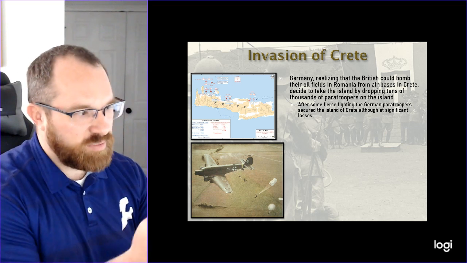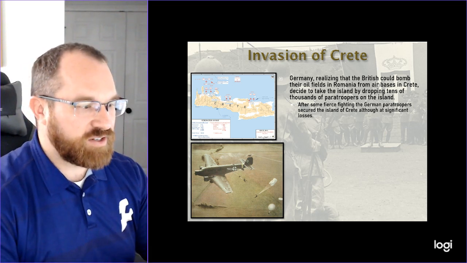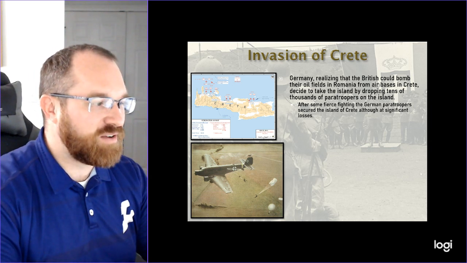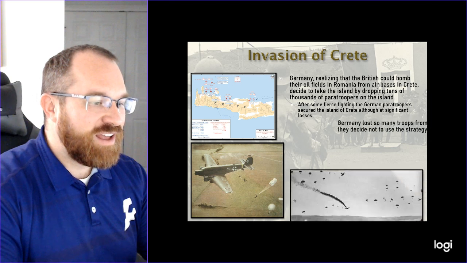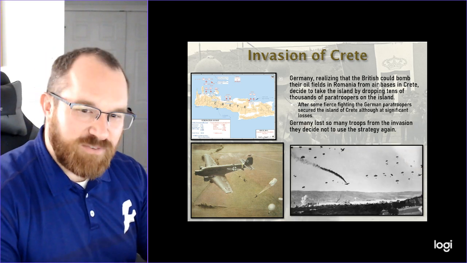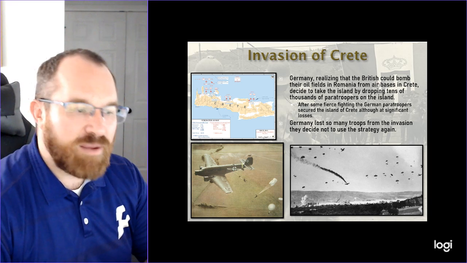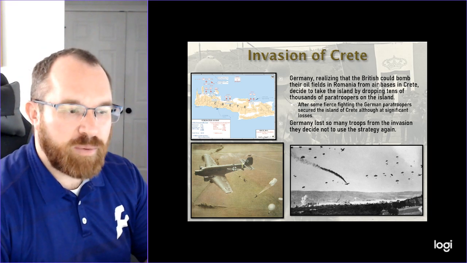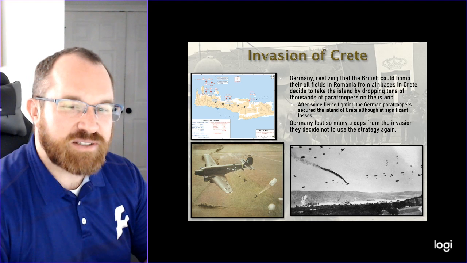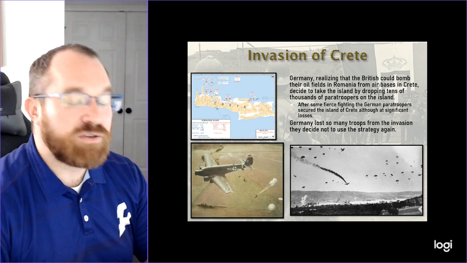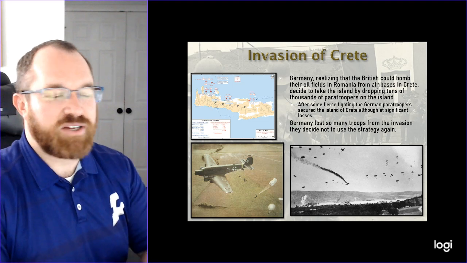And you see an actual picture. I don't know if that's a picture of the actual invasion of Crete, but that is a picture of German paratroopers, Nazi paratroopers. It's successful, but it's disastrous at the same time. The Germans are able to get a foothold in Crete, but they lose so many paratroopers that Hitler is very reticent about using paratroopers in this sort of invasion ever again.